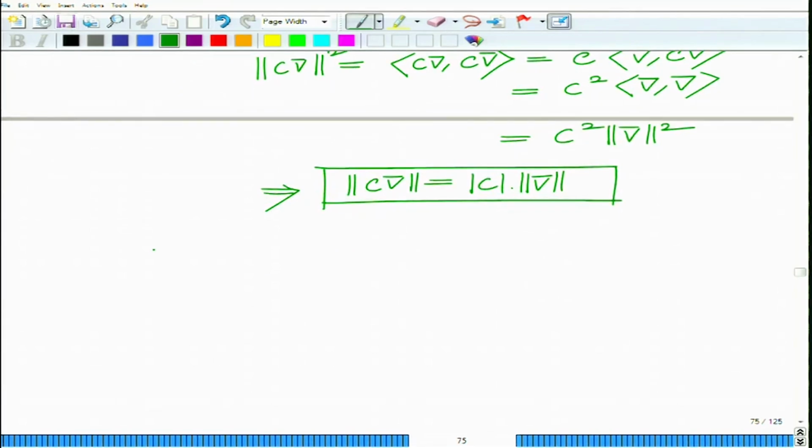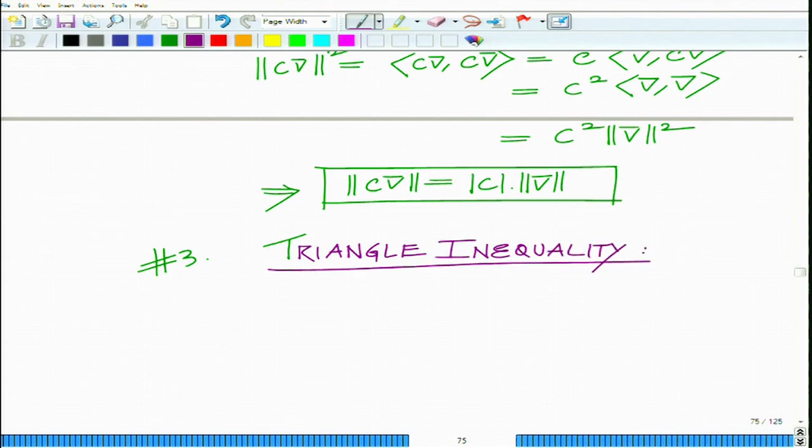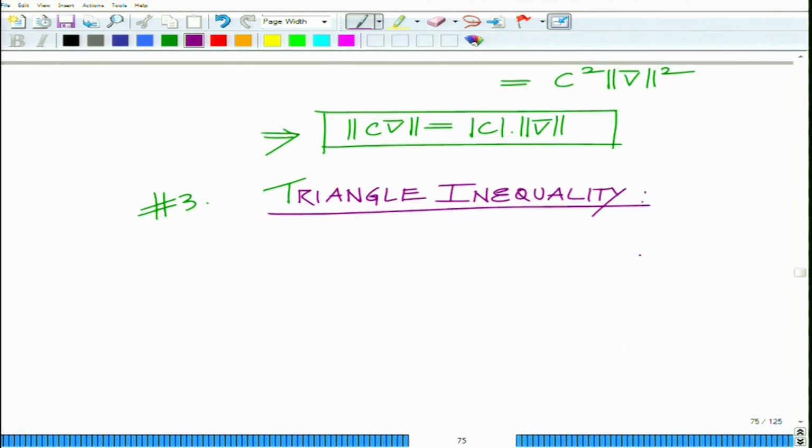Okay. And the third property is the important property. This is known as the triangle inequality. The triangle inequality states that norm of u bar plus v bar is less than or equal to norm u bar plus norm v bar, and this can be seen as follows.